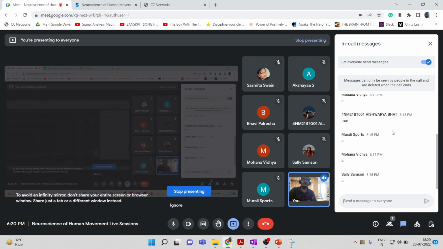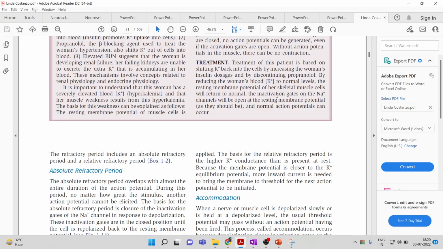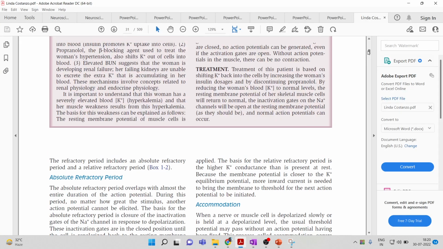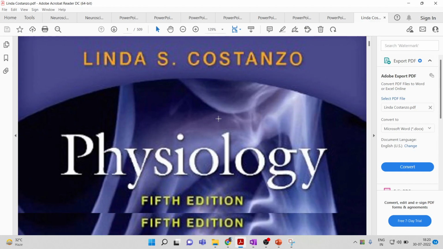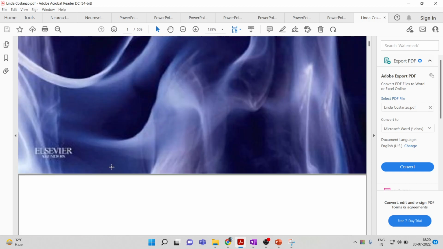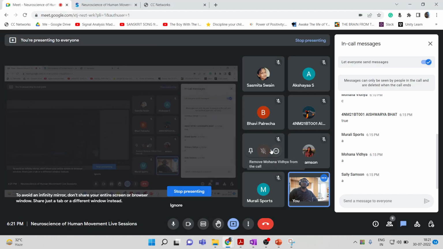And the book that you can refer to for this particular week is the first chapter of the book Physiology by Linda Costanzo. Let me just show you what the book looks like. So this is the book, Linda Costanzo, Physiology. So if you have any further doubts, you can refer to the first chapter of this book for only this particular week. Okay.